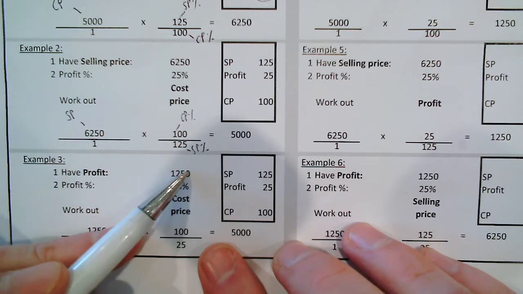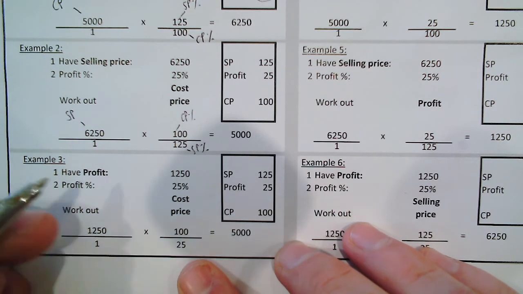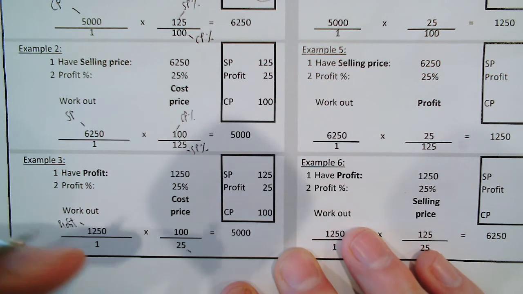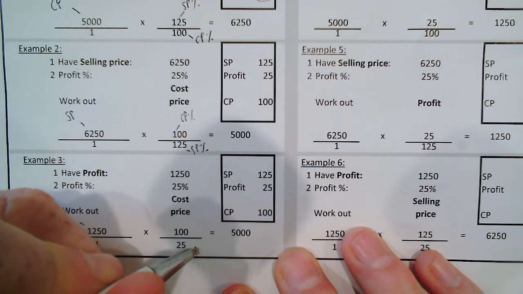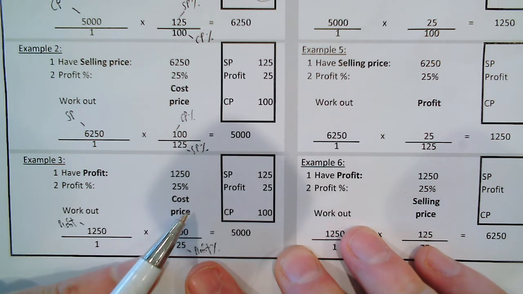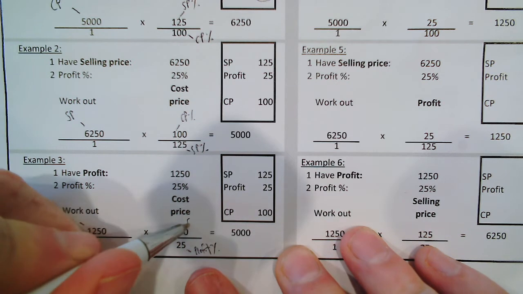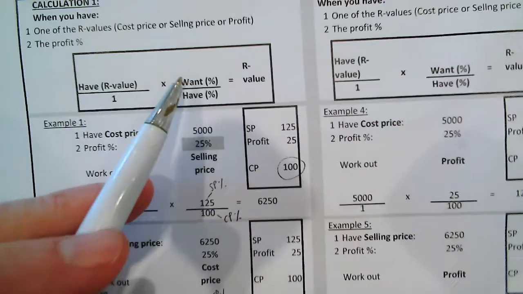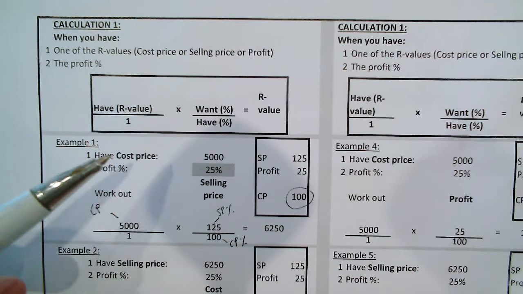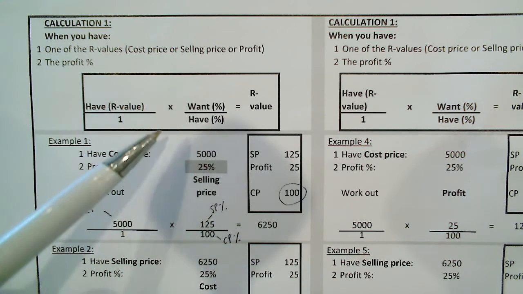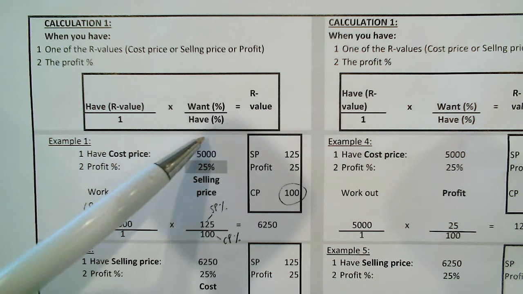Example 3, I have the profit. The profit is 1,250. 1,250 over 1. So that is the profit. So that's what I have. So the half percentage is the 25. So I put the profit percentage at the bottom. What do I want to calculate? I want to calculate the cost price. So that's the cost price percentage at the top. So you only use the one formula all the way straight through, which is the half over 1 times the 1% over the half percentage.